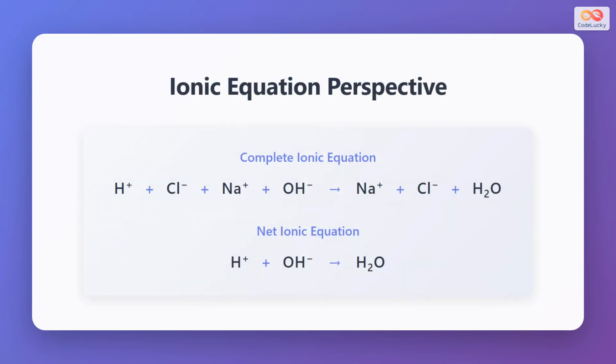Let's look at neutralization from an ionic perspective. In the complete ionic equation, we can see all the ions present: H+, Cl-, Na+, and OH- on the reactant side. After the reaction, we still have Na+ and Cl- ions, along with water. However, the net ionic equation shows us what's really happening at the molecular level. When we remove the spectator ions that don't participate in the reaction, we're left with the essence of neutralization: H+ ions combining with OH- ions to form water. This is the core of every neutralization reaction.